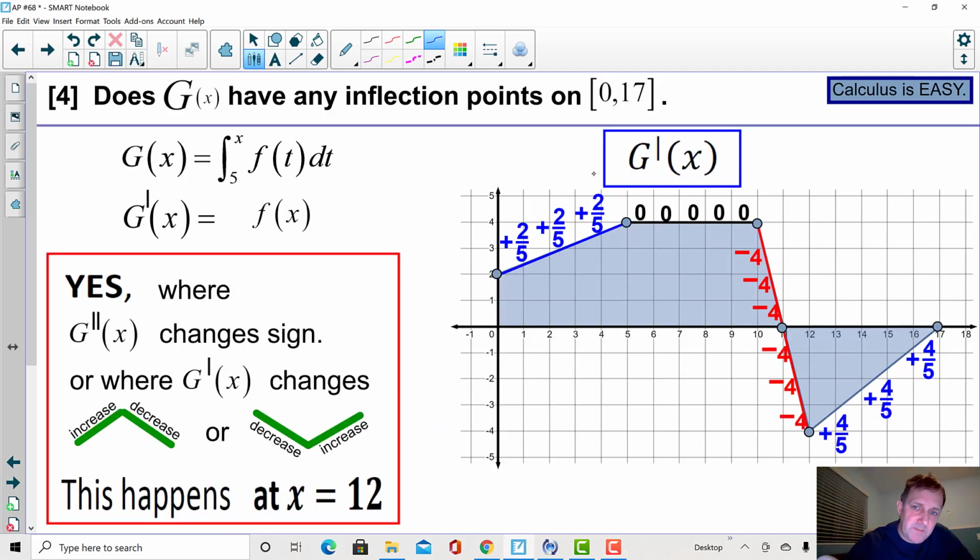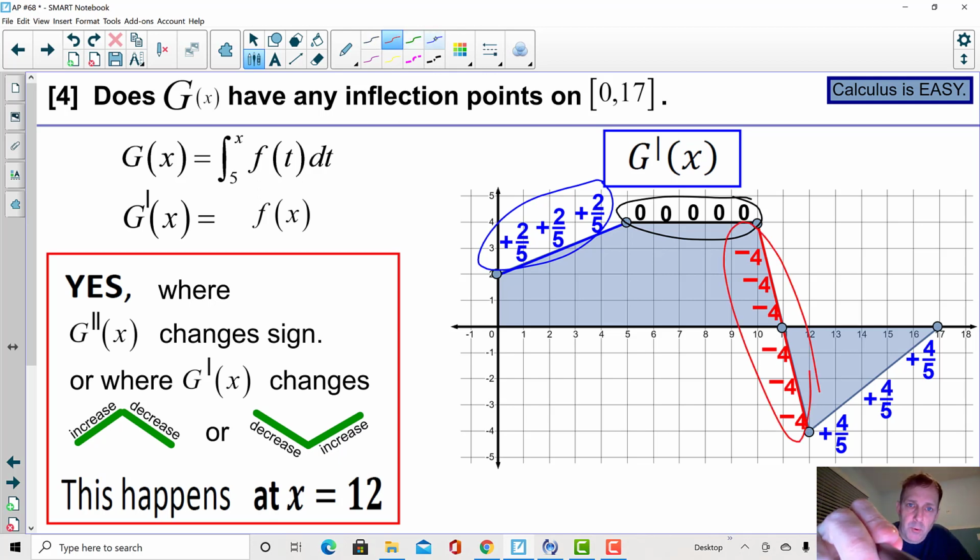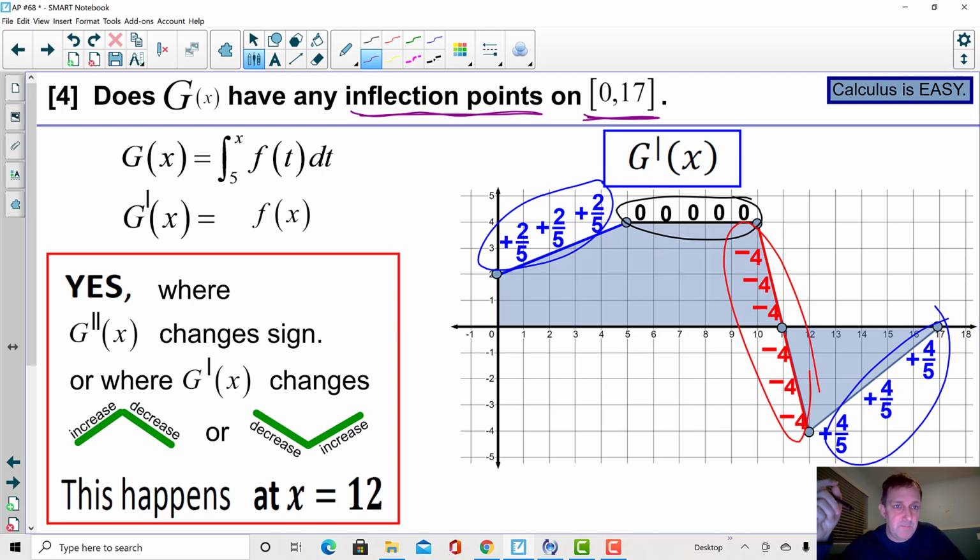Now that we've written the second derivative above each line segment here, it's going to be really easy to figure out where our second derivative changes either from negative to positive or from positive to negative. That's what it's asking for here. It wants to know, where does g have inflection points on the interval from x equals 0 to x equals 17? So we need our second derivative to change signs, either from positive to negative or from negative to positive.